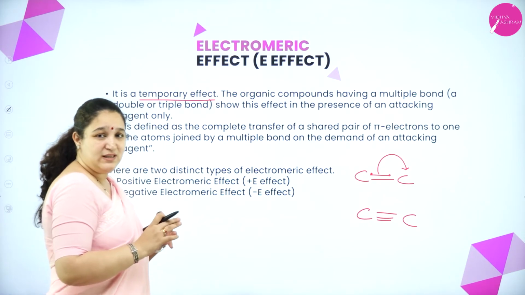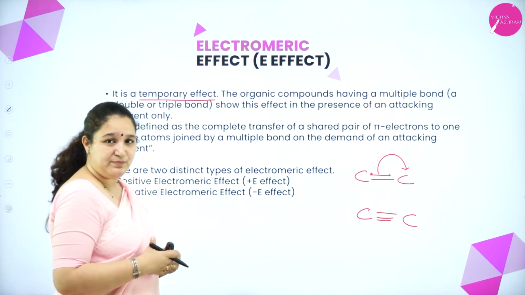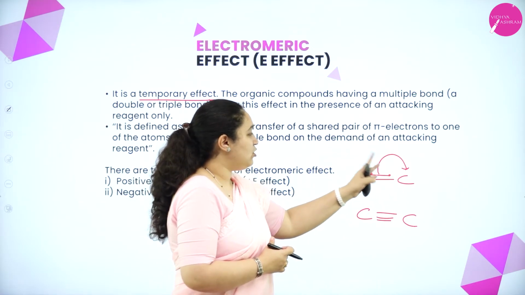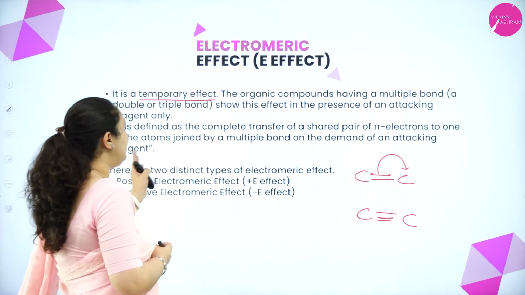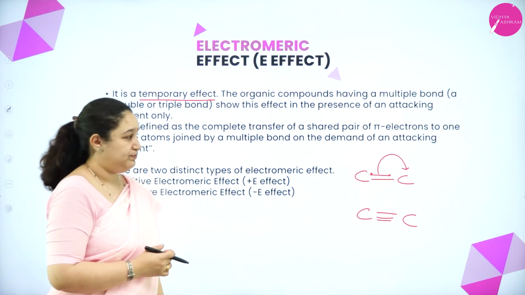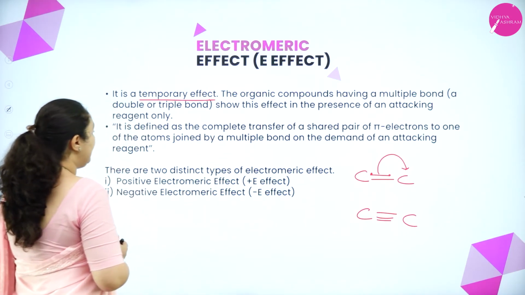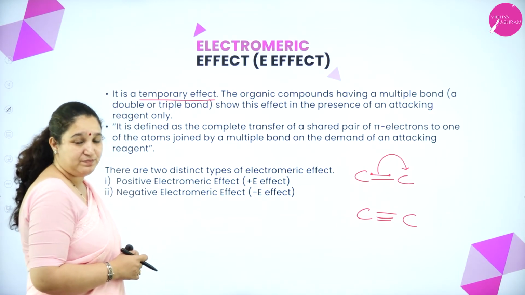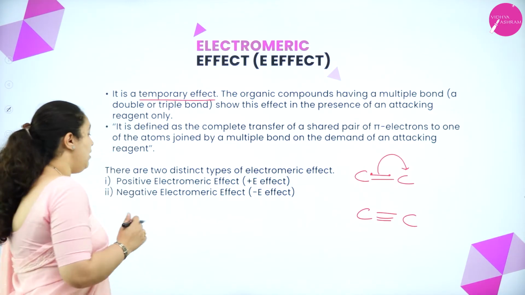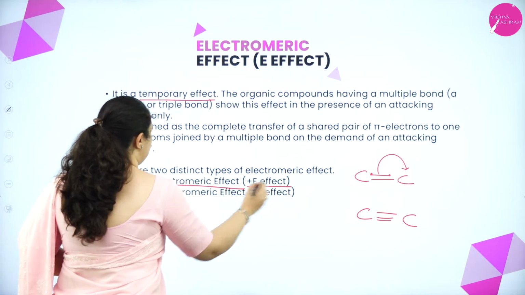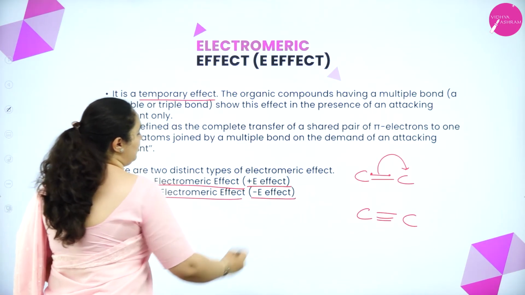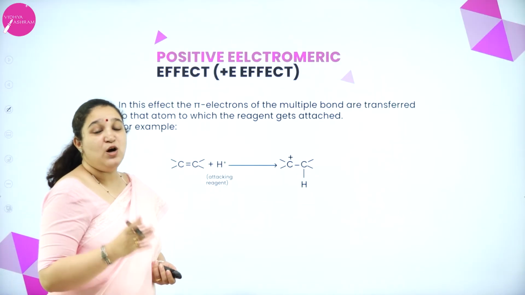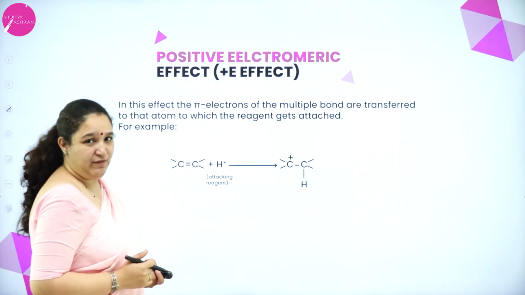This happens only in the presence of the attacking agent. That is the fully complete transfer of pi electrons to one of the atoms joined by a multiple bond on demand of the attacking reagent. This is the definition of electromeric effect. Again, they are of two types: positive electromeric effect or plus E effect, and negative electromeric effect or minus E effect. The first one is positive electromeric effect.